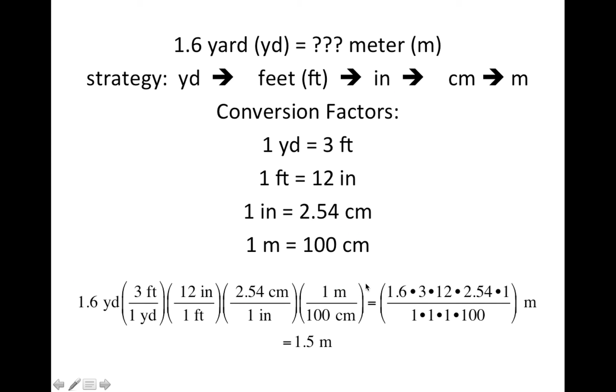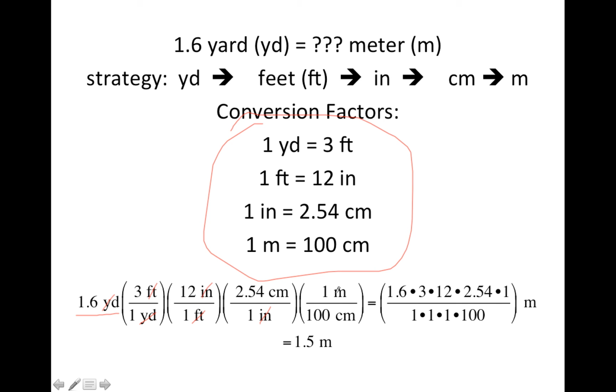And last example has 4 conversion factors. We're trying to go from 1.6 yards to meters. So let's start given these conversion factors. We're going to start with yards, our original measurement, 1.6. We're going to go to feet first, so 3 feet in 1 yard. Yards cancel. Then we'll go to inches, 12 inches in 1 foot. Then we'll go to centimeters, so 2.54 centimeters in 1 inch.